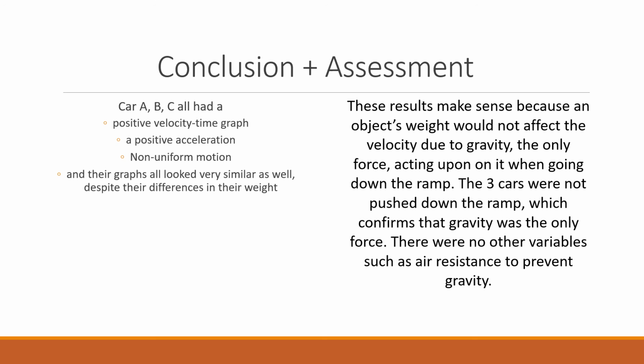Moving on to the assessment, these results make sense because an object's weight would not affect the velocity due to gravity. The only force acting upon it was gravity when going down the ramp. The three cars were not pushed down the ramp, which confirms that gravity was the only force. There were no other variables such as air resistance to prevent gravity.